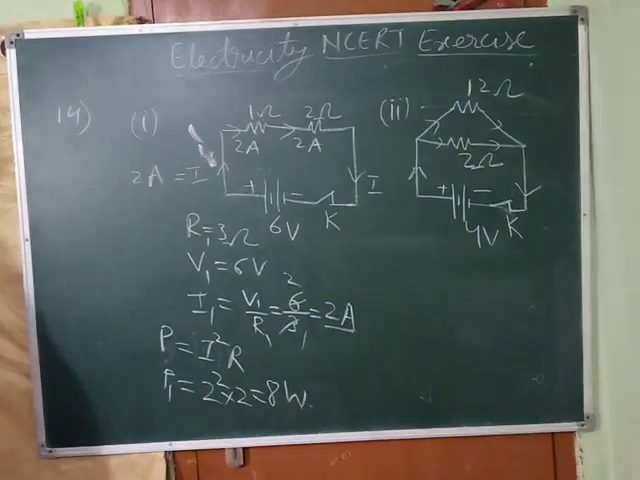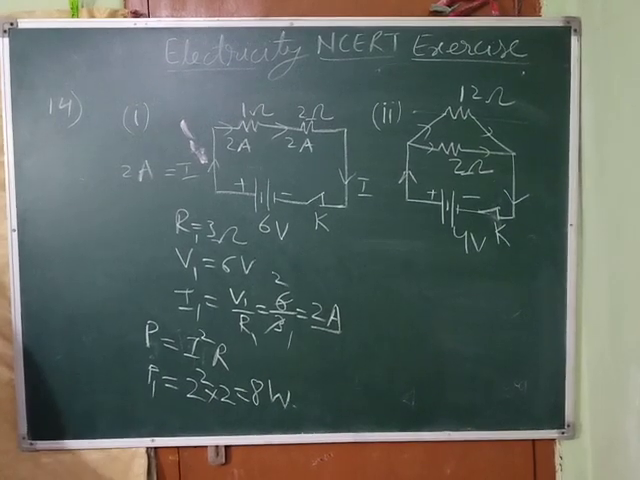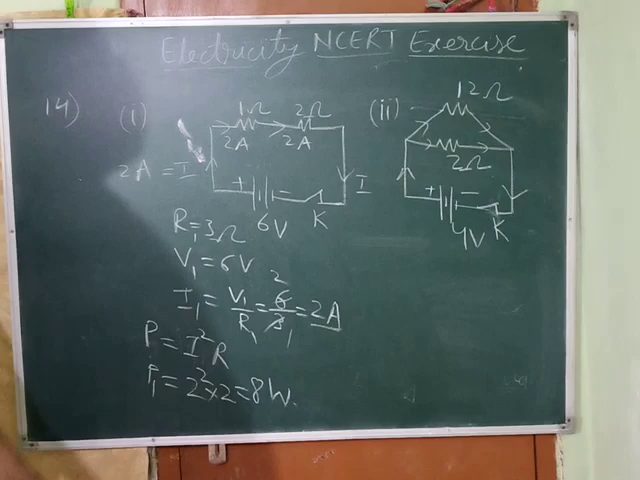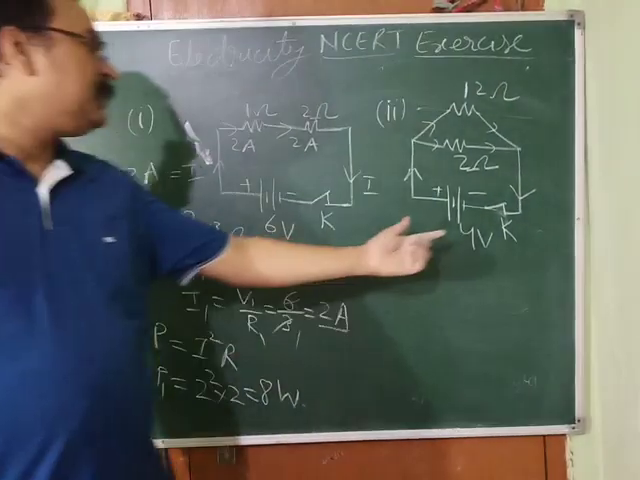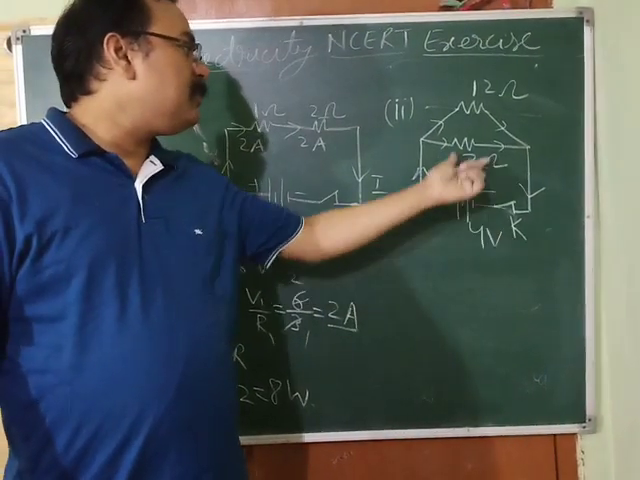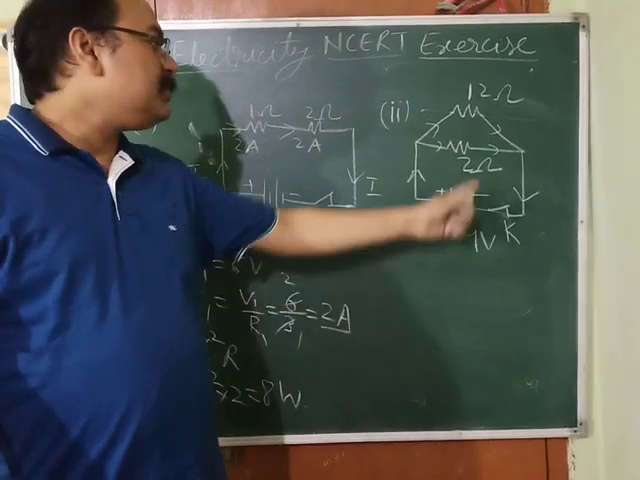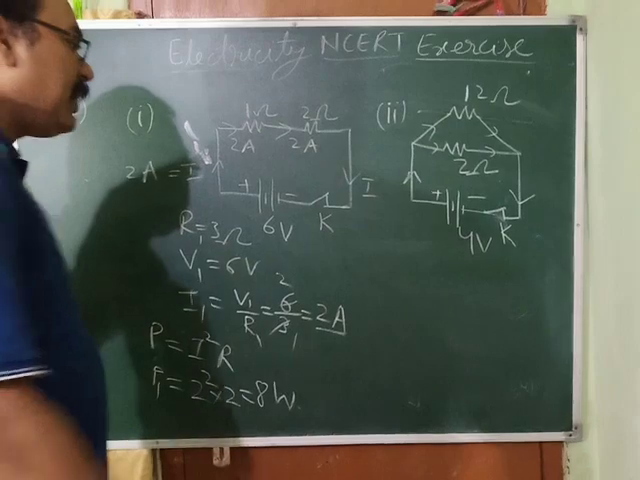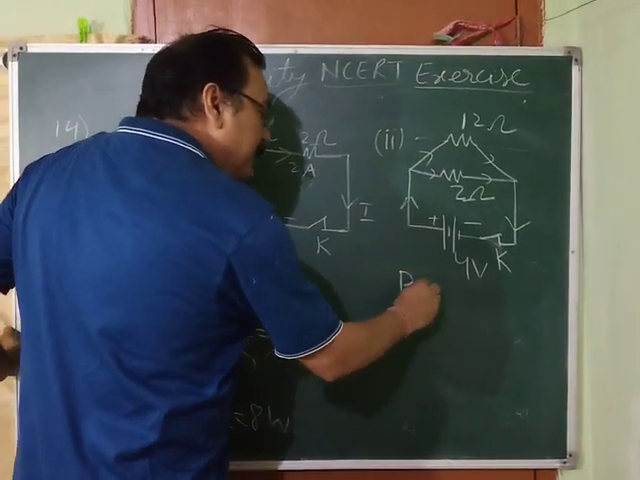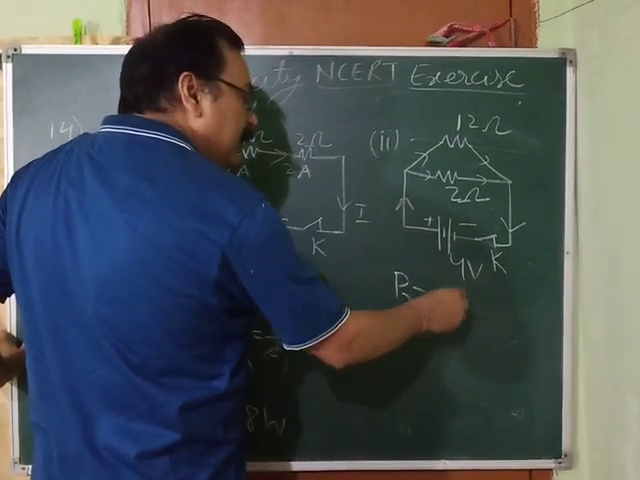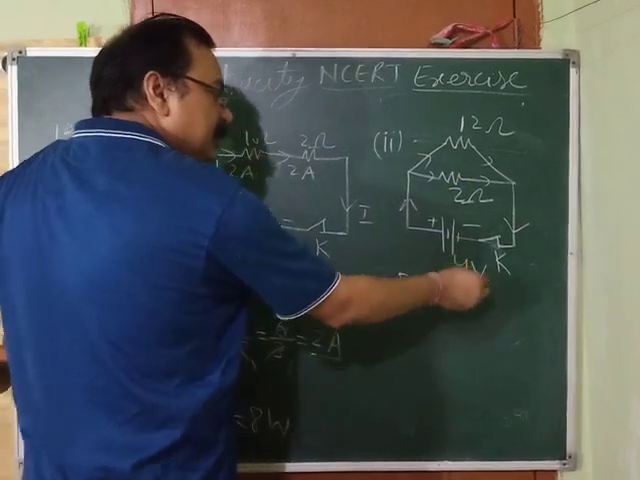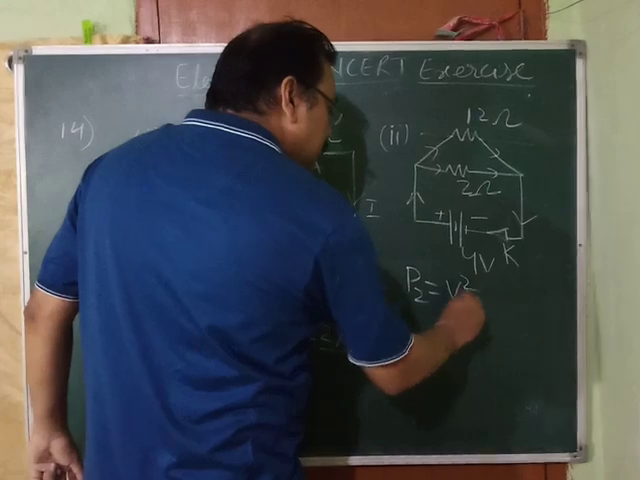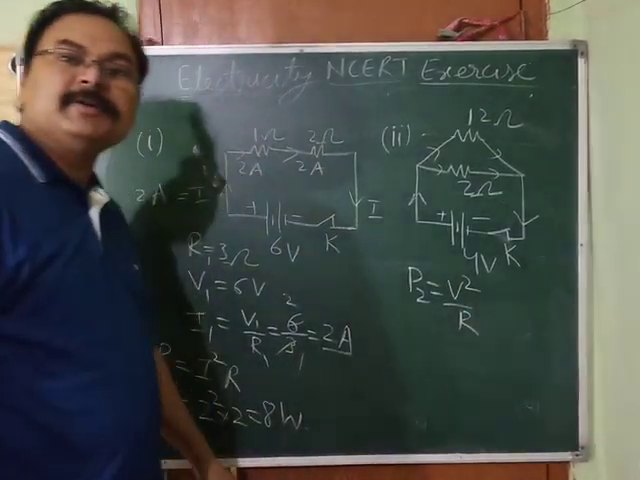Now we are supposed to calculate the power consumed in the 2 ohm resistor in the second circuit. For that, again, we know one thing: in parallel, the potential difference will be the same here and here, both. So what is the potential difference across the 2 ohm resistor? 4 volt. So can we find out the power? P2 is equal to, see, this is the resistance, this is the potential difference. So what is the formula? This is V square by R. That is the formula for power.